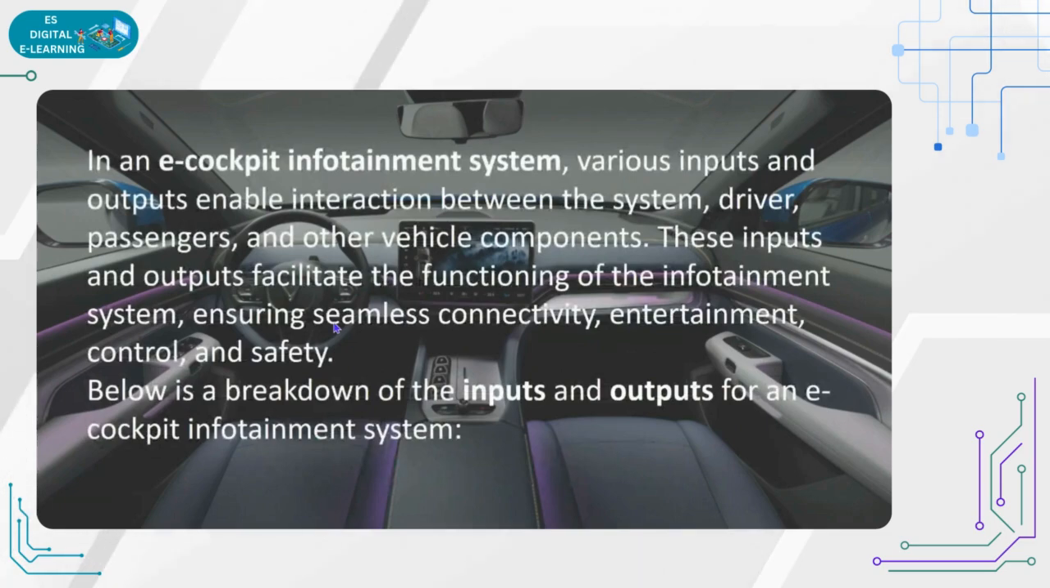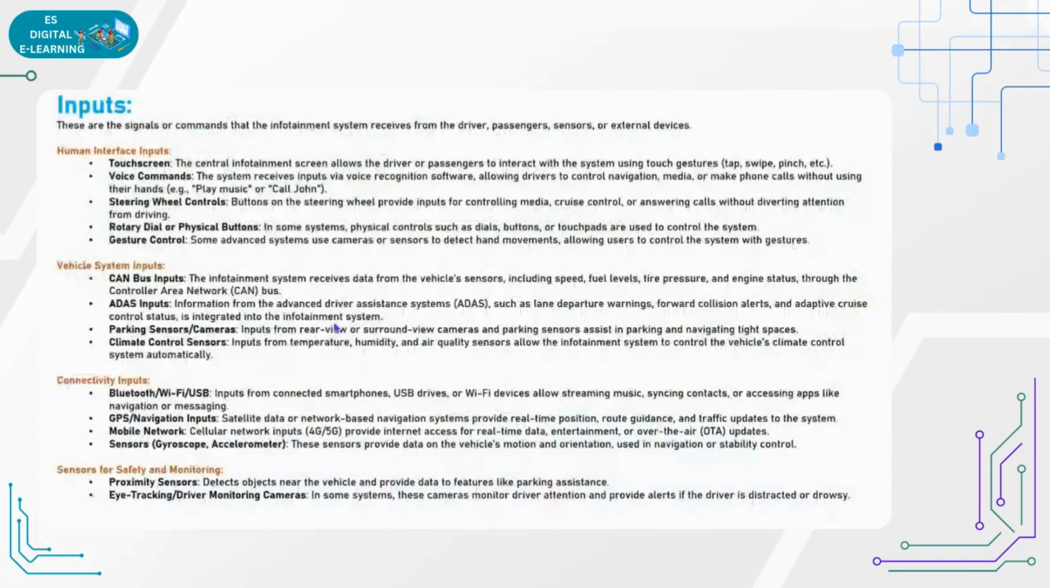The inputs are human interface inputs like touch screen, voice command, steering wheel control, rotary dial or physical buttons, gesture control. Then vehicle system inputs like CAN and ADAS, climate control sensors, parking sensors, or camera sensors. These are interconnected, and connectivity is Bluetooth, GPS, and mobile network.